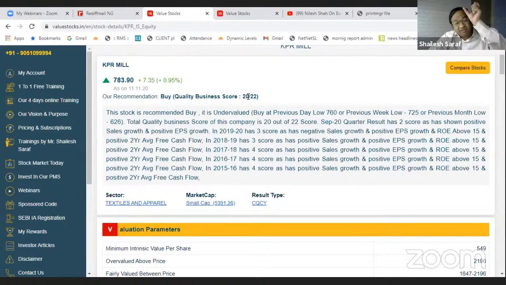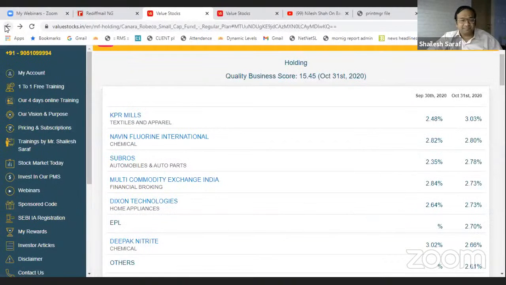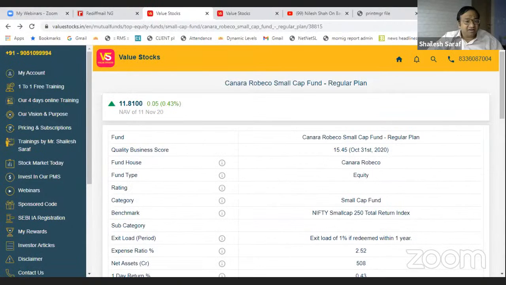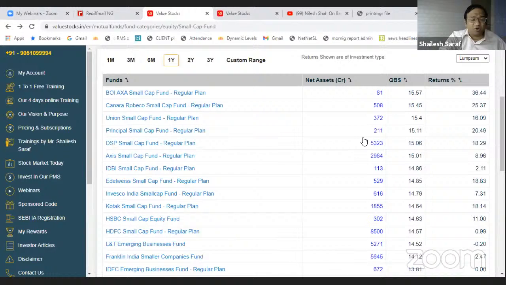So we have given a score and we have created a weighted average score for all the mutual funds. So let's go back to Canara Robeco. Everybody can see the slide, right? Everybody can see the slide, because Kalpesh Shah cannot see the slide. Yeah, Kalpesh, the problem is with your computer. Everybody can see the slide. Okay, so Canara Robeco, we have given a score of 15.45. Correct?